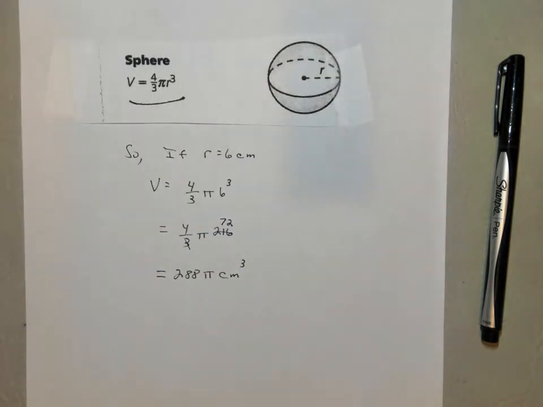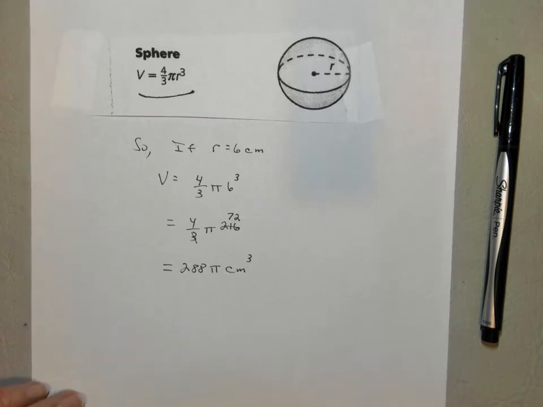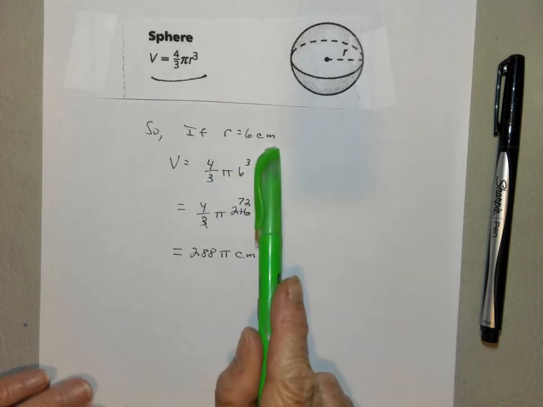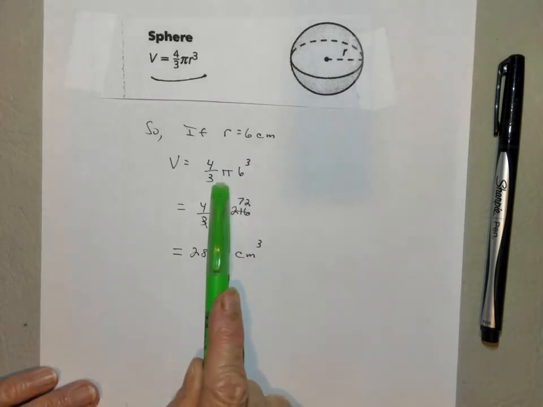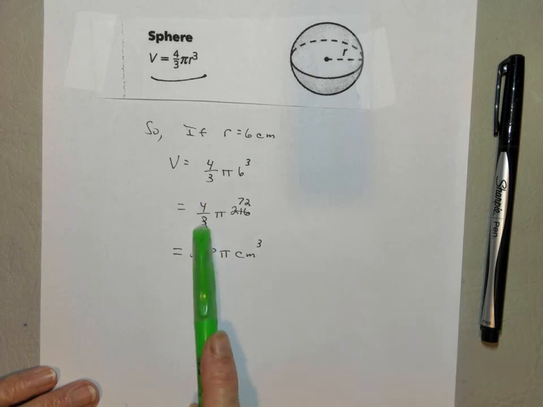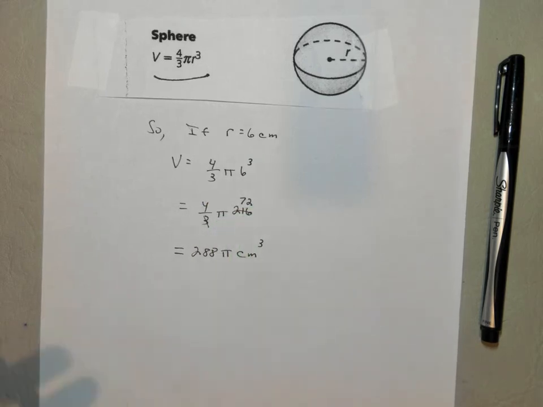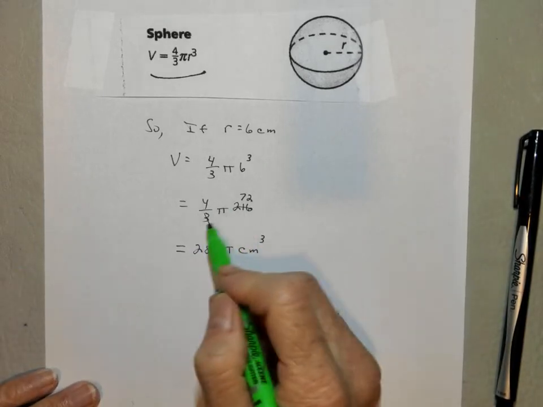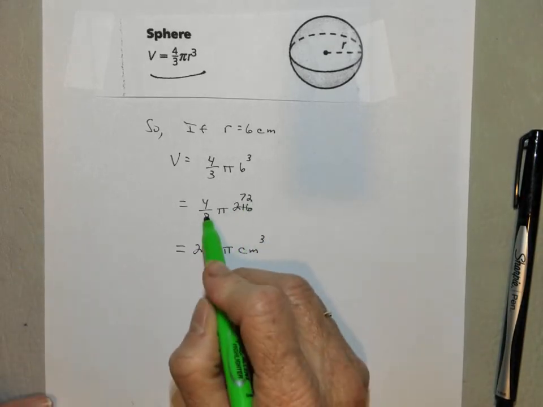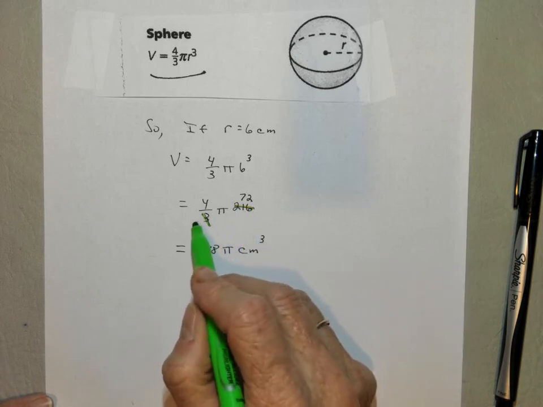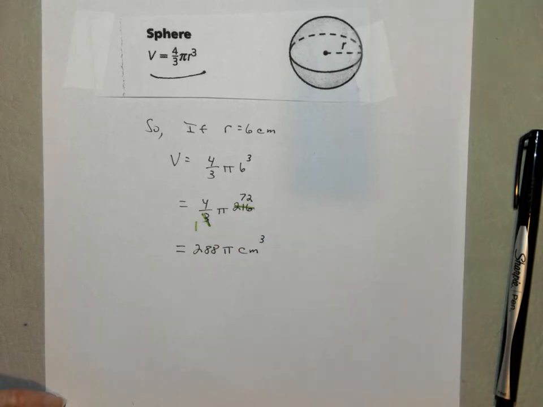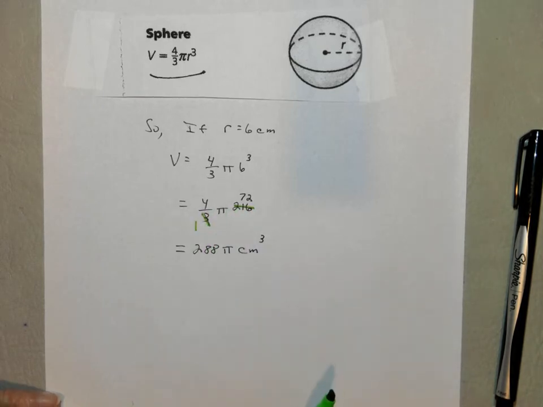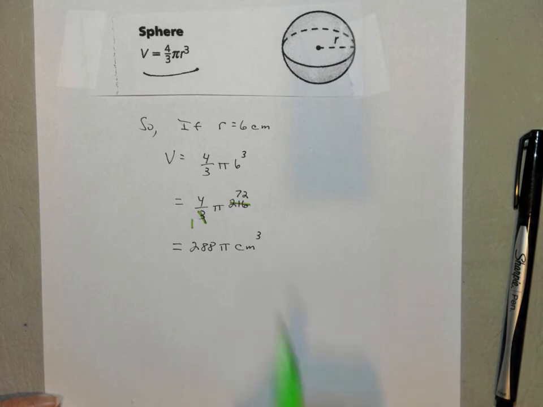Now let's take a look at the sphere. The sphere is all by itself. It's just 4/3 pi r cubed. So if r is 6, the volume is going to be 4/3 pi 6 cubed, which is 4/3 times pi times 216. But because we are multiplying, we can divide the 3 and the 216, simplify, and make this 1 and that 72 to make life easier for us when we multiply. And 72 times 4 is 288 pi centimeters cubed.